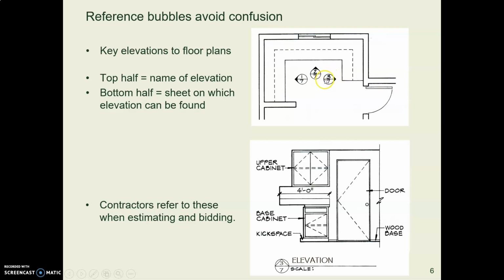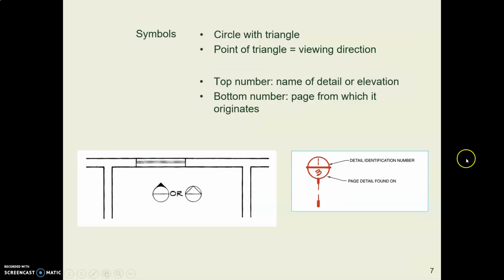So here, for example, 3/7 has an arrow pointing this direction. Looks like an east elevation. And if the contractor wants to know more information about that, they go to sheet 7. The bottom number is the page number. They go to sheet 7 and they look for elevation number 3. And here it is down here. This is on page 7. It's elevation number 3. And there's a question in our worksheet about that. So take note that the top number is just the name of the elevation, and the bottom number is the page on which it will be found.